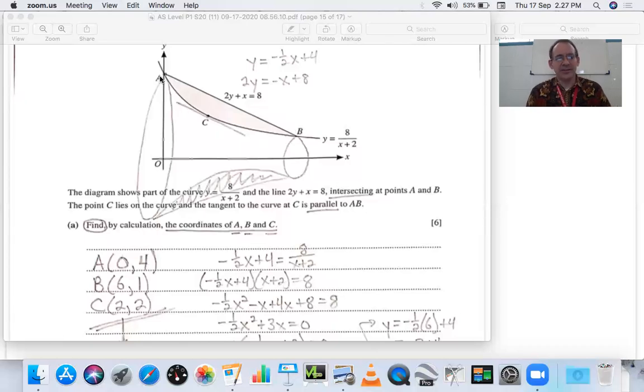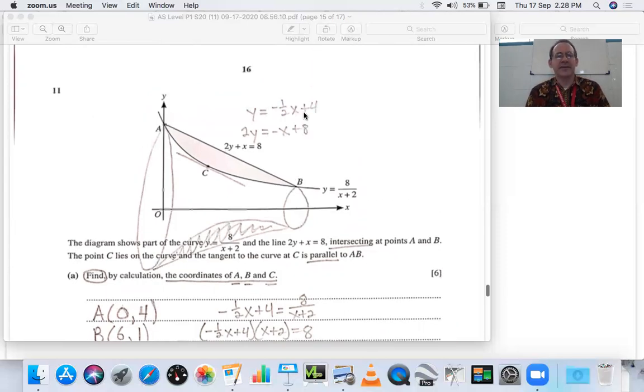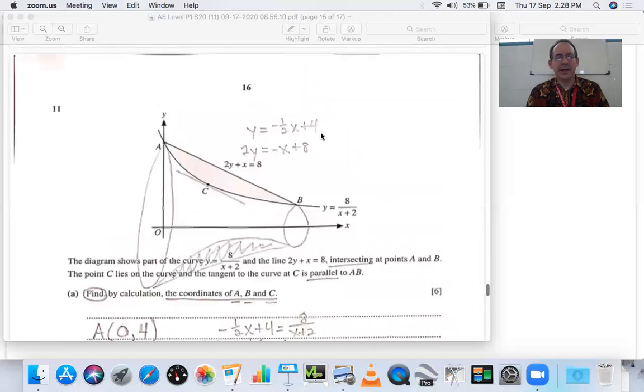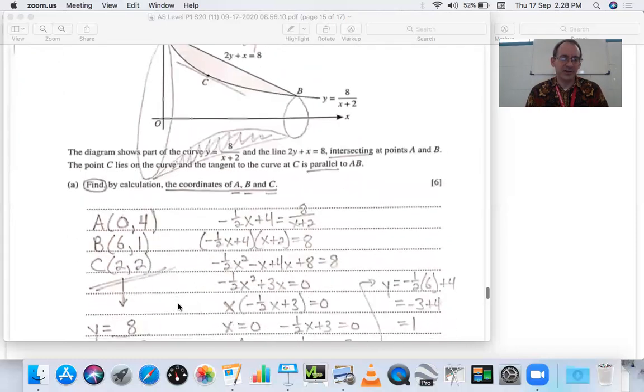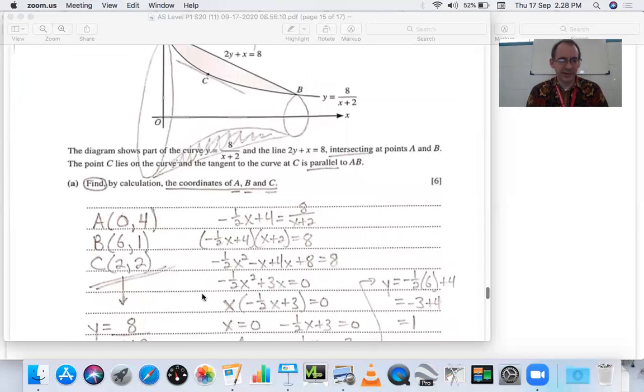Well, A is the easiest. This is a linear line, and so it's going to follow the y equals mx plus c, where c is the y-intercept. So if we take that right here, solve for y, we get y equals negative 1/2 x plus 4, meaning the 4 is the y-intercept, and of course the x value is 0. So 0, 4 is the coordinates for A.